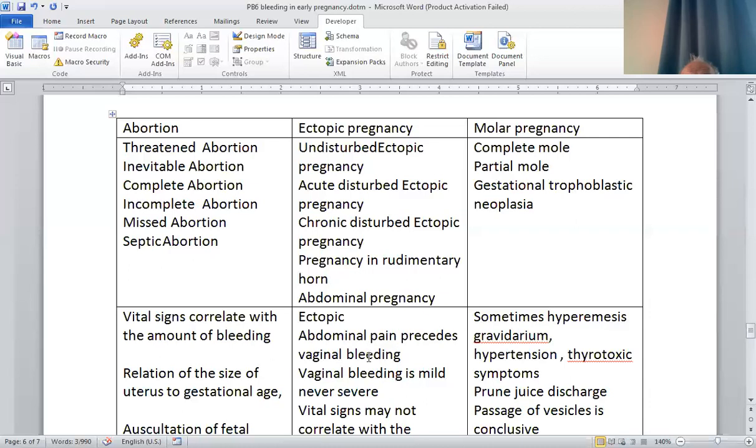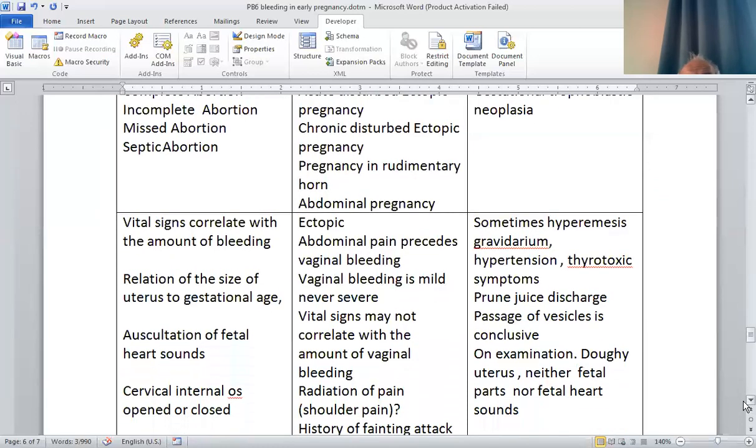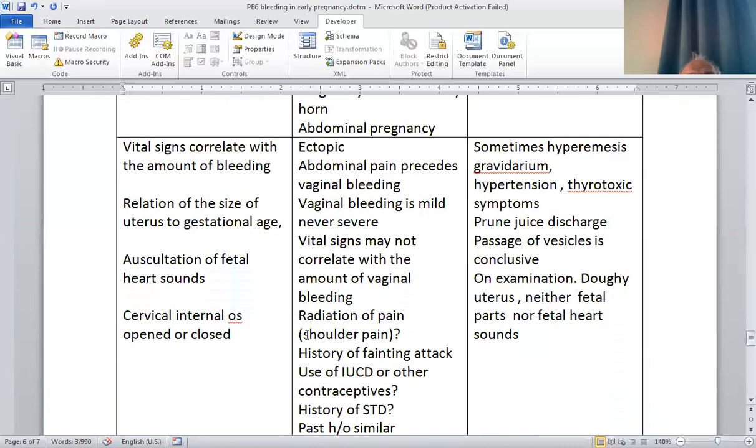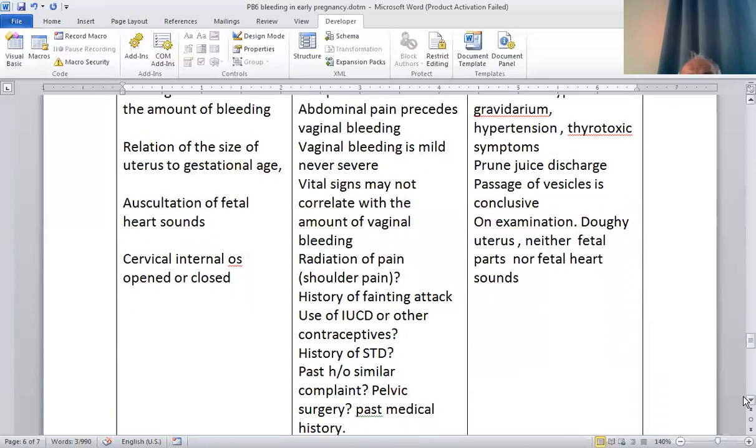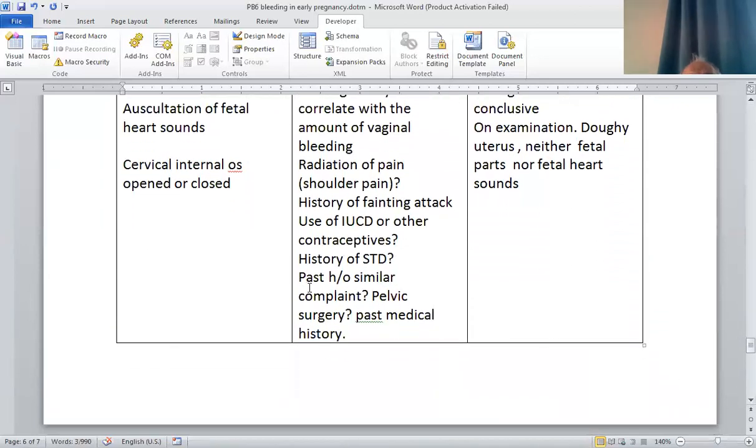The abdominal pain will precede the vaginal bleeding, and vaginal bleeding is usually mild and never severe, and the vital signs are not correlated with the amount of vaginal bleeding. There may be referral of the pain to the shoulder. There may be history of fainting attack. There may be history of use of intrauterine contraceptive device or sexually transmitted disease, or history of previous ectopic or pelvic surgery or past medical history.